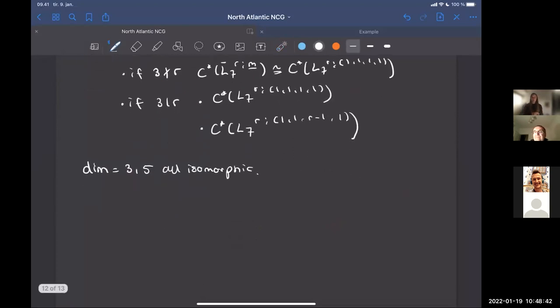The only thing I wanted to conclude with was that in the case where the dimension is three, they will all be isomorphic also in our cases. For dimension five, in two of the cases, we will have that they're all isomorphic. And in the last one, we need a condition, otherwise they will not all be isomorphic.